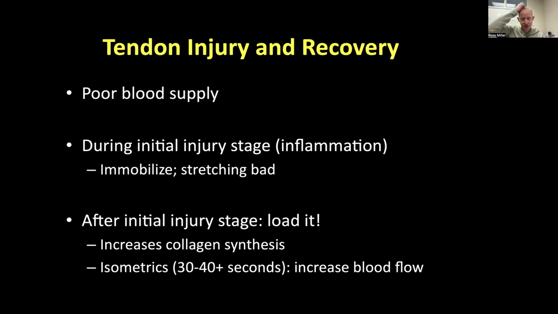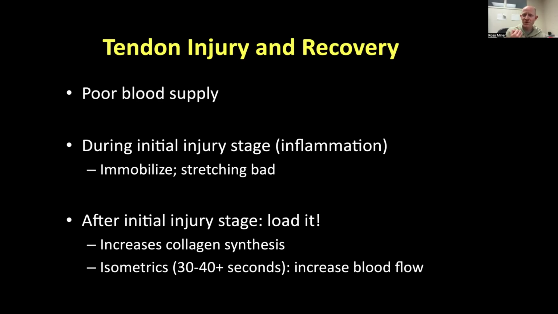That mechanical loading, because it's triggering the tenocytes to engage in their metabolism, increases collagen synthesis. And particularly what's been shown to be beneficial here, and this is a pretty prominent thing in physical therapy right now, is performing long, steady isometric contractions, holding a contraction of the muscle group with the injured tendon for 30 to 40 seconds or more. This has been shown to increase collagen synthesis, primarily through increasing blood flow to the tendon.